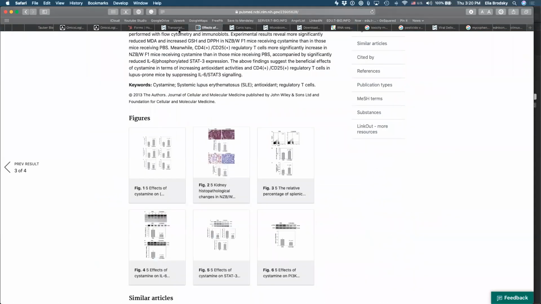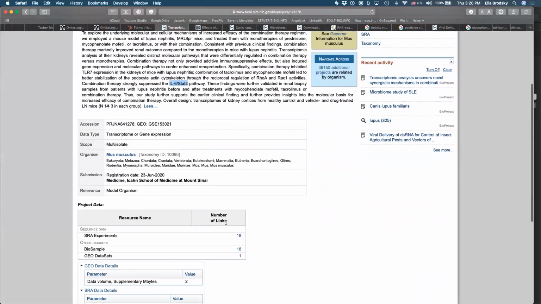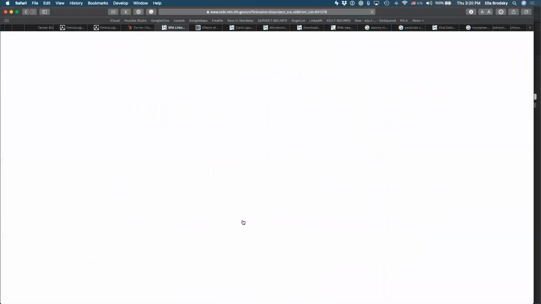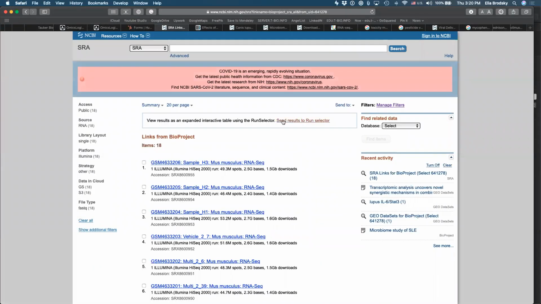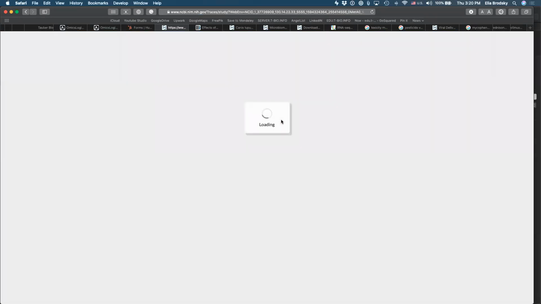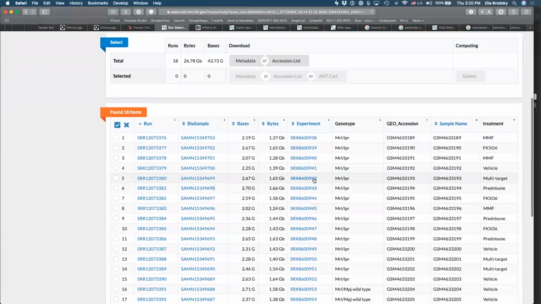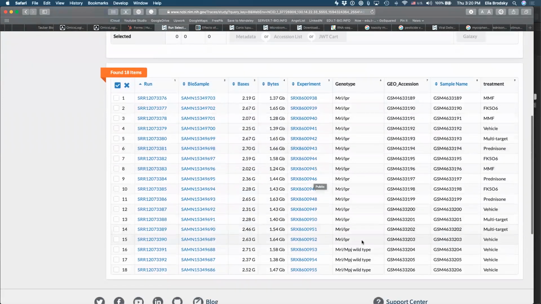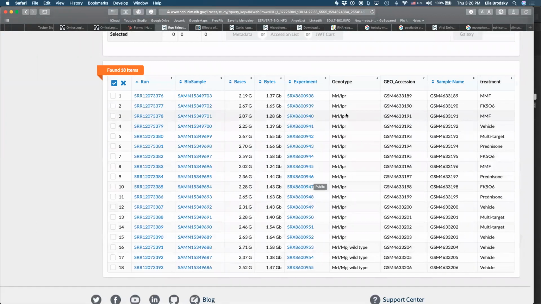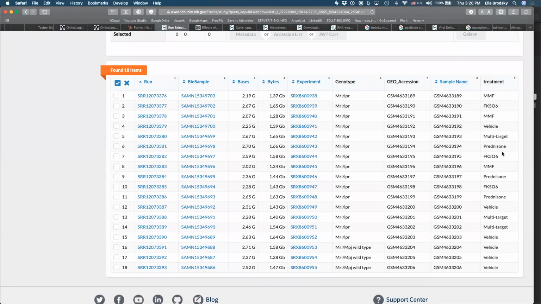So in this first example, we saw the SRA files, right? And these SRA files describe how these different samples were generated. So what do we know about how they were generated? We know that they were generated using specific mice. You can see here the type of mice that they used. And you can see here the different treatments that they got, right? So here you have MMF, right? And so you can organize them into groups and start comparing them.